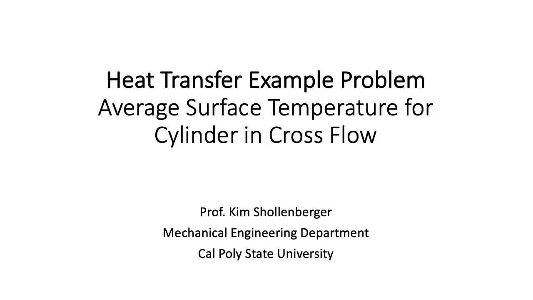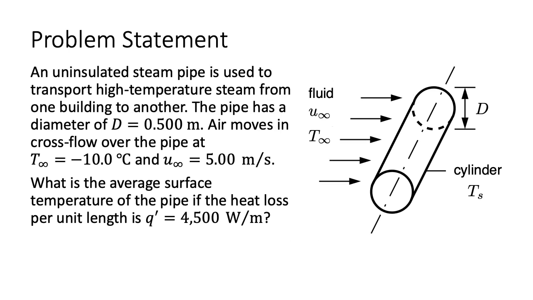Heat transfer example problem. Average surface temperature for cylinder in cross flow. An uninsulated steam pipe is used to transport high temperature steam from one building to another. The pipe has a diameter of 1/2 meter, which is pretty large. Air moves in cross flow over the pipe at a temperature of -10 degrees Celsius and a velocity of 5 meters per second, which is pretty cold and pretty fast.